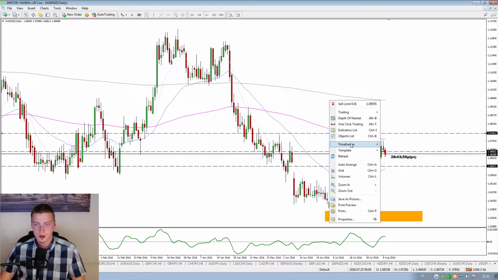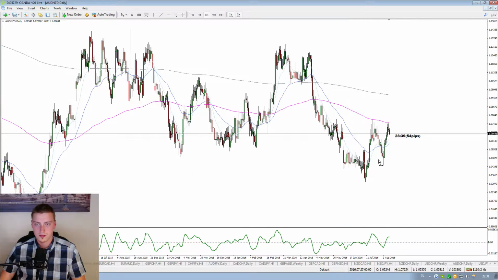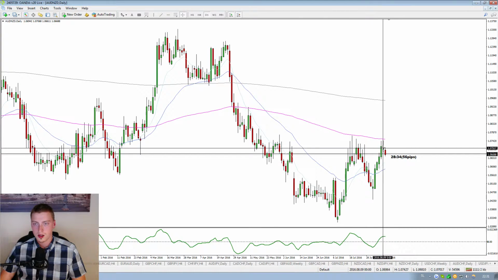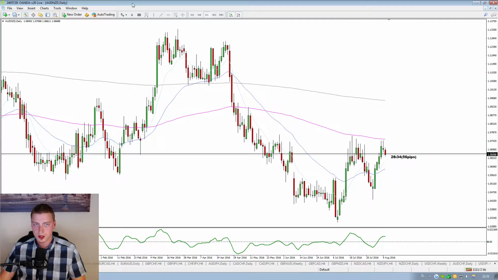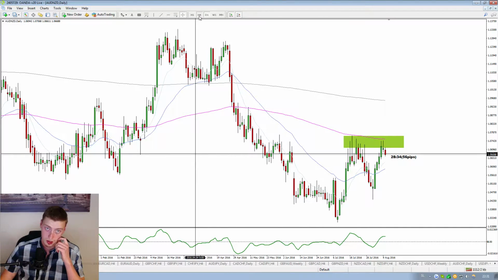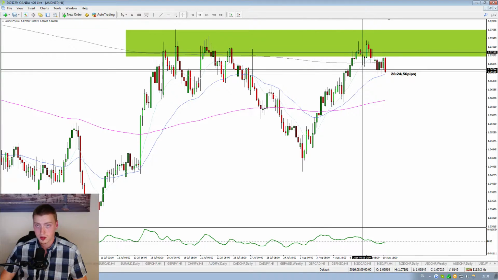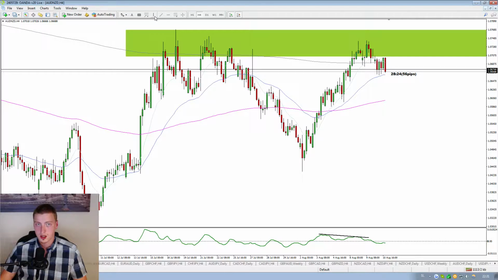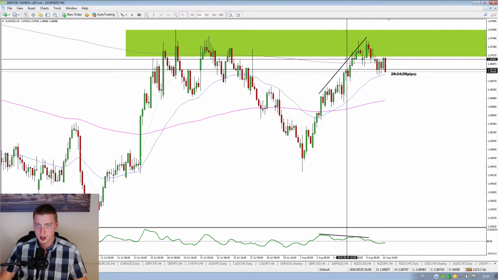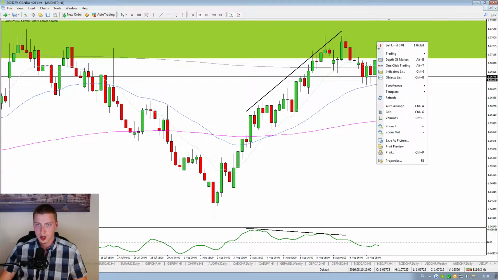So let's clean this chart. We've got an EMA 200 and resistance zone. So after that, I was looking for bearishness, and we can see clearly a divergence, and this kind of sideways movement is showing that the bulls are losing the power.